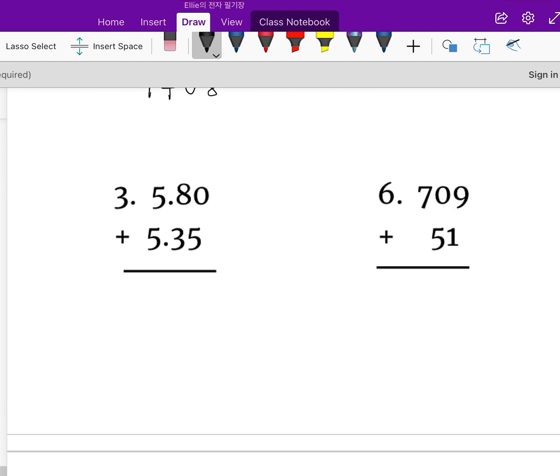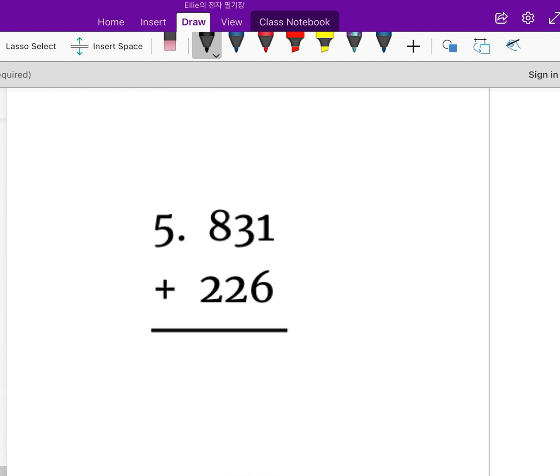For number 3, we have decimals, but since the first number is the same in each, we're just going to simply add it. So 0 plus 5 is 5, 8 plus 3 is 11, so we'll carry 1 here, and 5 plus 5 is 10, but there's plus 1 again, so 11. And we're going to move 2 decimal places because both of them have 2 decimal places here. For number 5, we have 831 plus 226. Since 1 plus 6 is 7, 3 plus 2 is 5, and 8 plus 2 is 10.